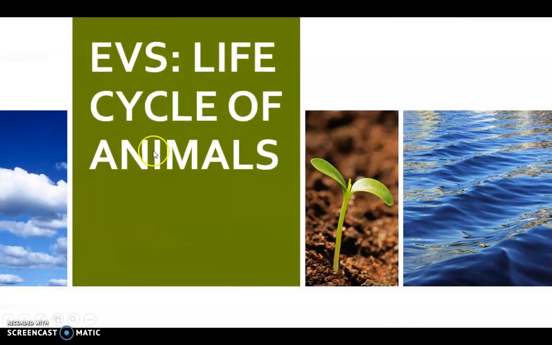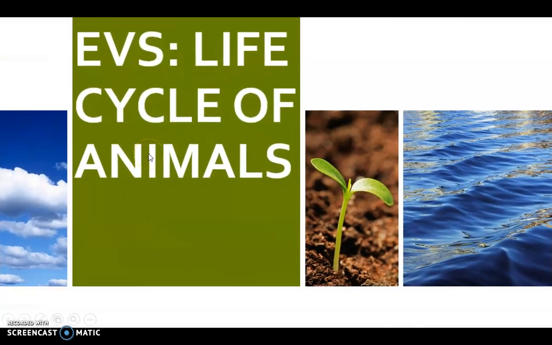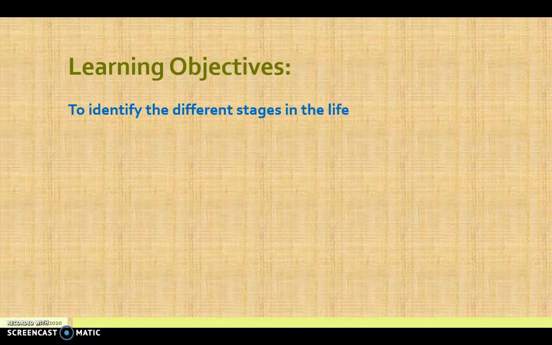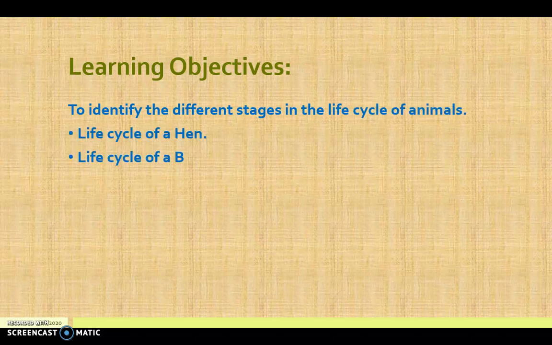Today we will learn about the life cycle of animals. The learning objectives for this lesson are to identify the different stages in the life cycle of animals, especially that of a hen and a butterfly. We will also learn some new vocabularies.